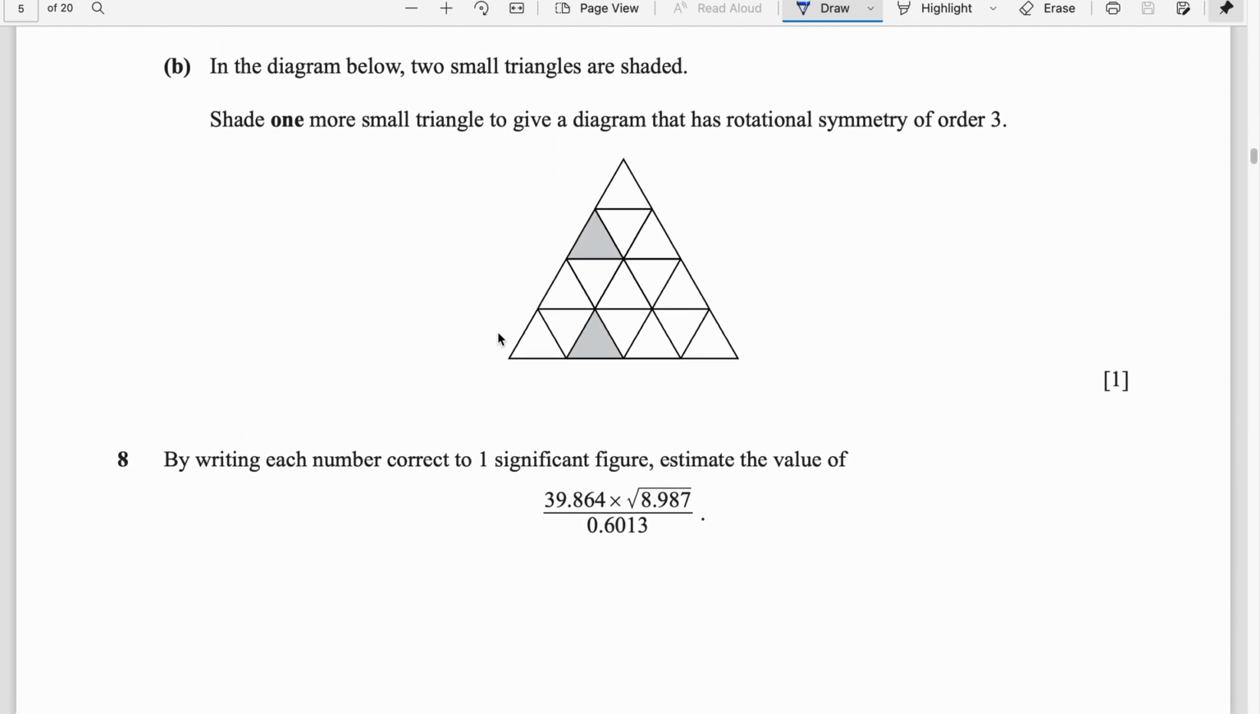In the diagram below, two small triangles are shaded. Shade one more small triangle to give the diagram the rotational symmetry of order 3. So it has 1, 2 and 3 sides. If you count from any one of the sides, this is first, second, third is gray. First, second, third is gray. So first, second, make the third one gray.